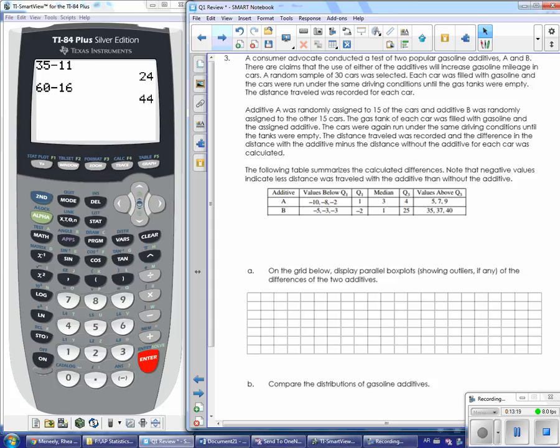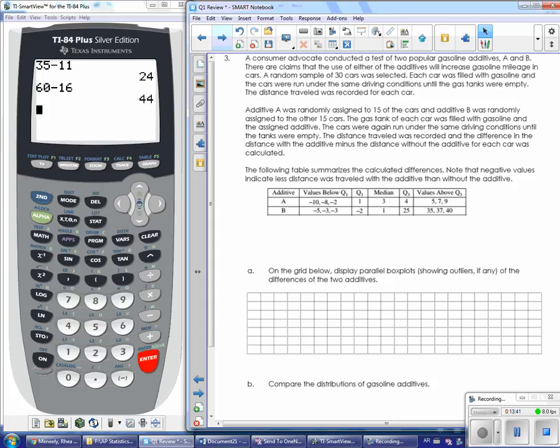So number 3 says, a consumer advocate conducted a test of 2 popular gasoline additives, A and B. There are claims that the use of either of the additives will increase gasoline mileage in cars. A random sample of 30 cars was selected. Each car was filled with gasoline, and the cars were run under the same driving conditions until the gas tanks were empty. The distance traveled was recorded for each car.